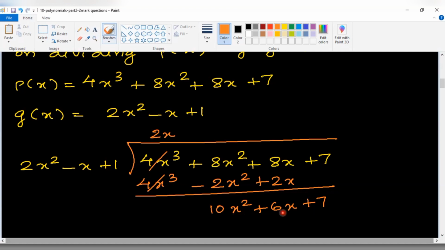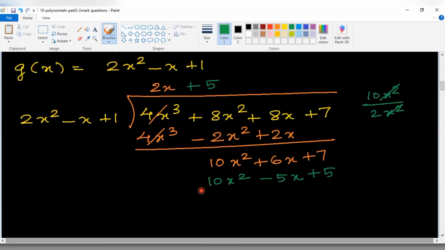So we got this. Now 10x square is here. We have to divide 10x square by 2x square. See, both numerator and denominator have x square terms. We can cancel. Now 10 by 2, that is 5. So 5 will be the next term in the quotient part. So 5 into 2x square, that is 10x square. Now 5 into minus x, that is minus 5x. Now 5 into 1, that is 5.